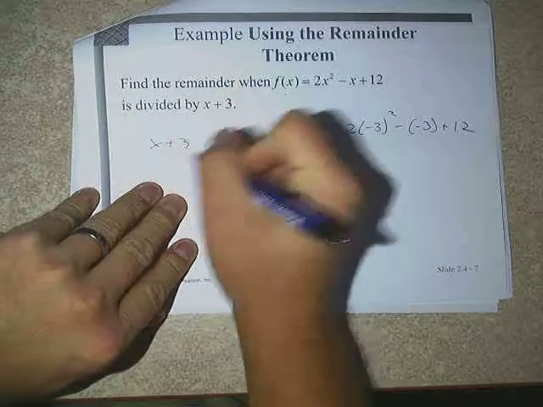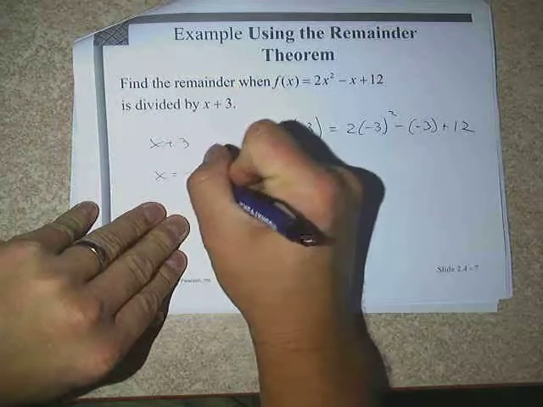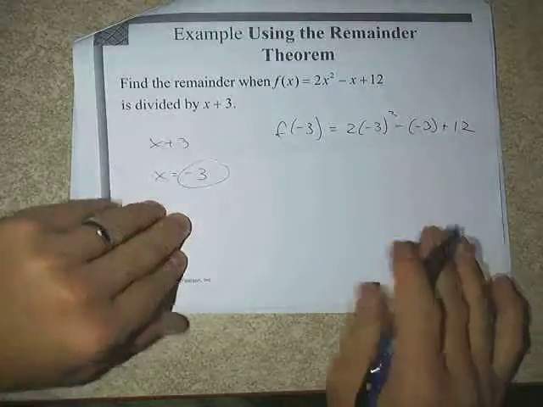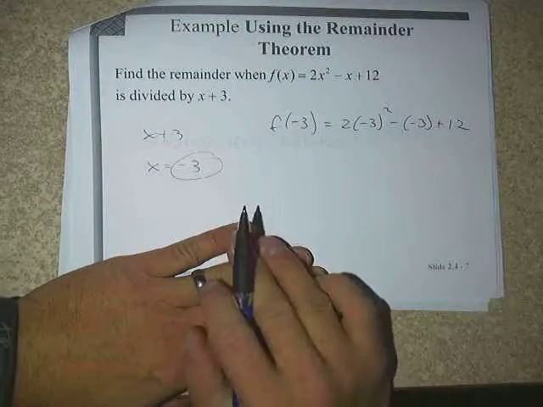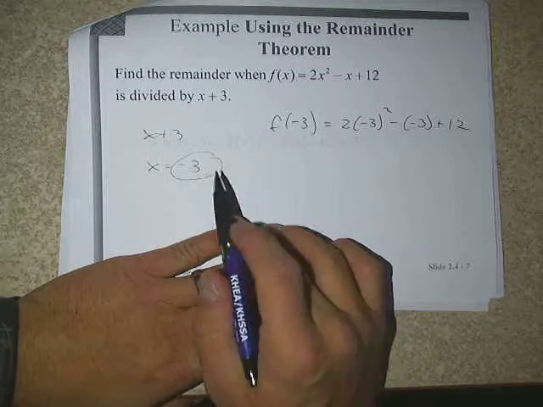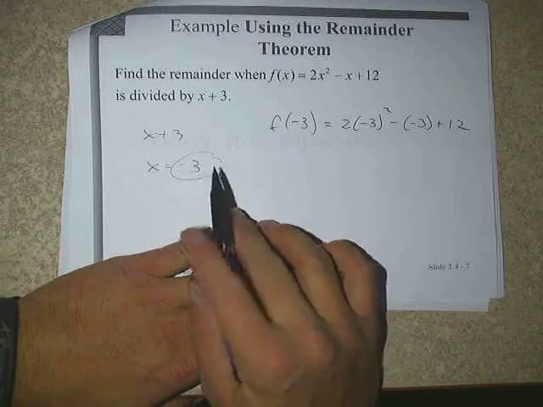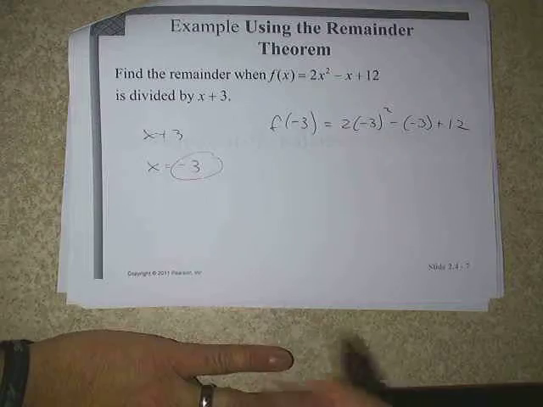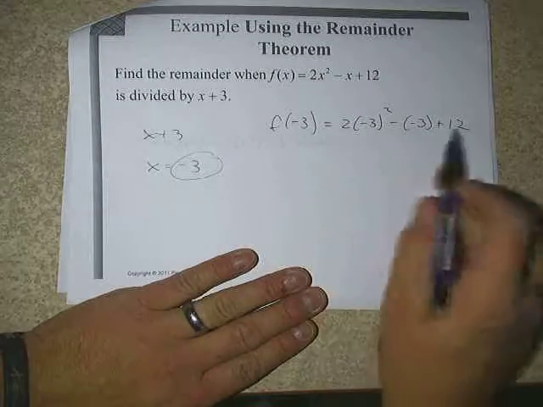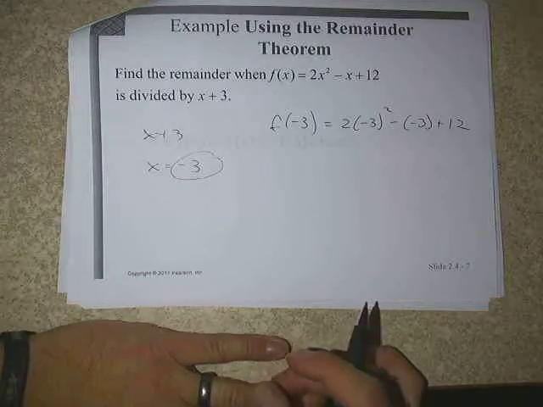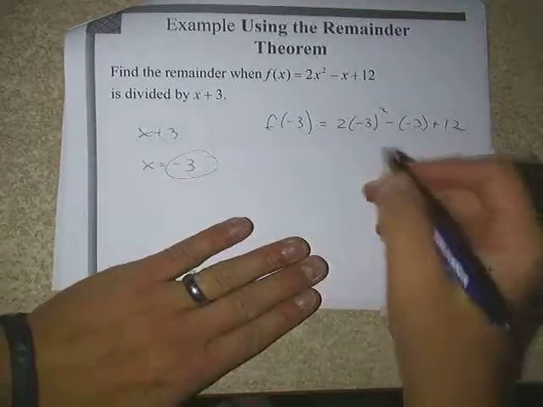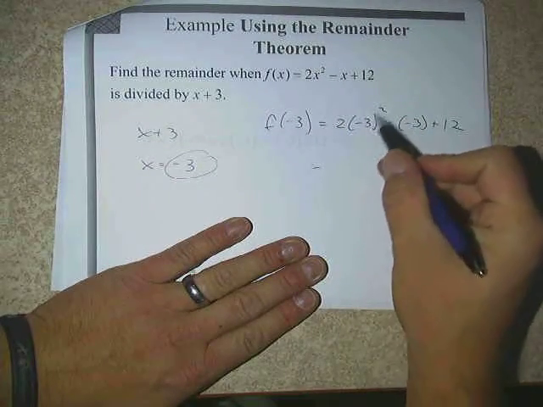And again, how did I get negative 3? Because if x plus 3 is the factor, then x equals negative 3 would be the possible 0. And again, it's only the 0 if it actually makes the answer 0 here. But ultimately, it's the would-be 0, and no matter whether it's a 0 or not, it's the remainder. If we plug that in and we get an answer, it could be a 0, could be something else. The bottom line is it's the remainder.